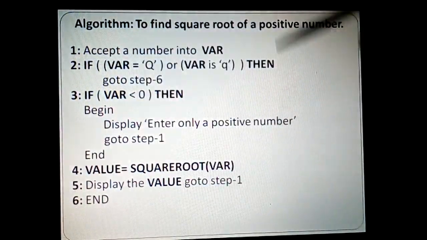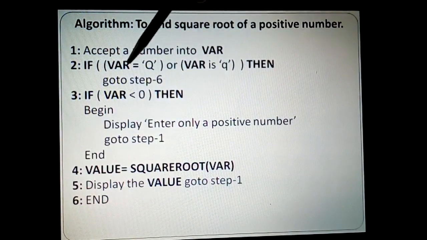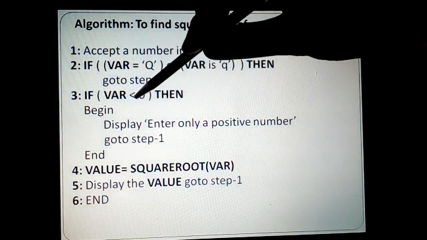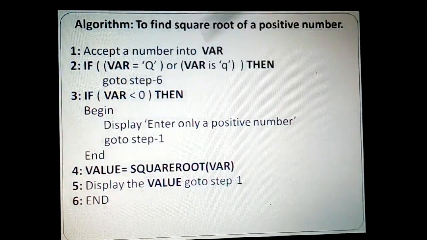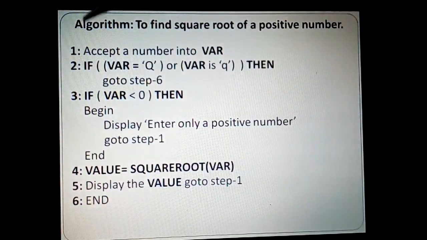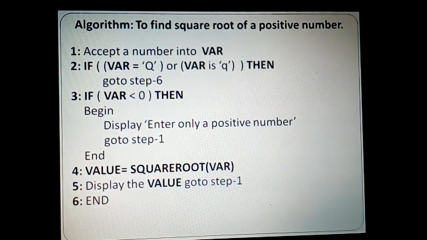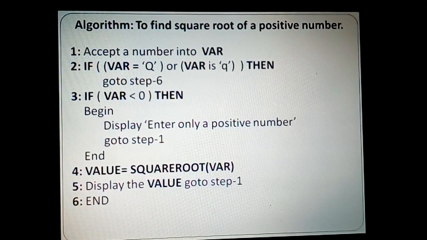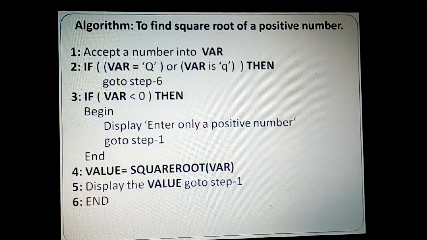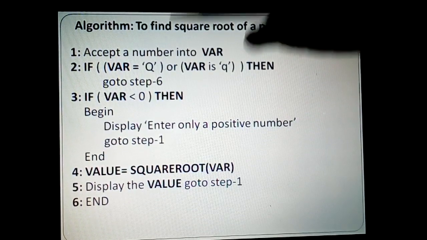Now you can analyze this entire thing. If it is q or small q, then go to step 6, that is, end the program, as the user is not interested in continuing. Otherwise, if the number is negative, go back to step 1 and the user continues with the loop. Or if he finds the square root of a positive number, then again he is waiting to accept the next number from the user. This is how an algorithm can be stated, because an algorithm does not tell you anything about the programming language. You can implement this program either in C or in Python, it doesn't matter. Hence it's purely English-like statements.